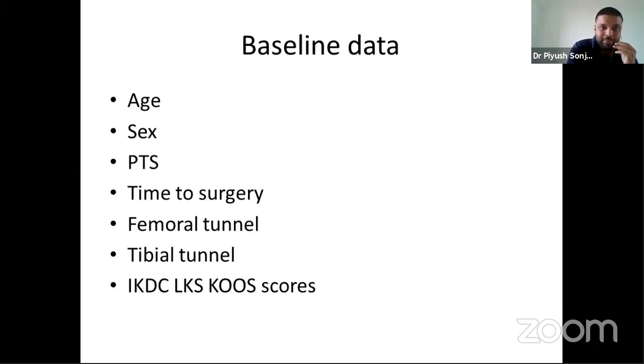So these are the baseline data. These are obviously the confounding factors, so they need to be normalized on both sides: age, sex, posterior tibial slope, time to surgery, femoral and tibial tunnel, and these are the scores used in this study.